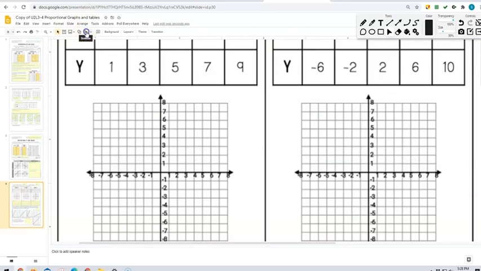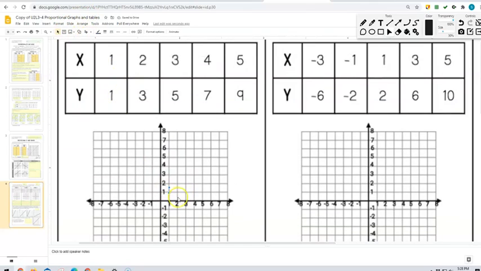So if we grab our scribble tool, and we go to 1, 1. Alright, and then we're looking at our next point, which is 2, 3. And we can already see that if we connected those 2 points, and I'm going to switch over to the line tool, connected 1, 1 to 2, 3, it's not going to go through the origin.